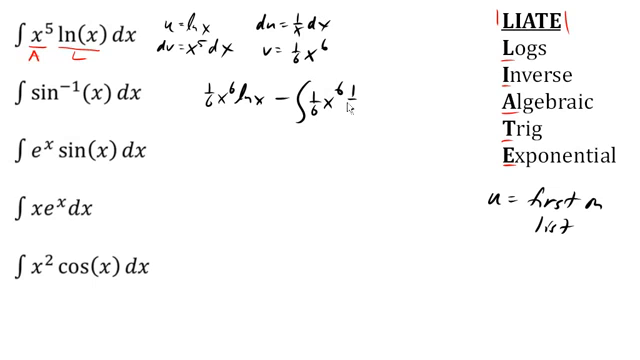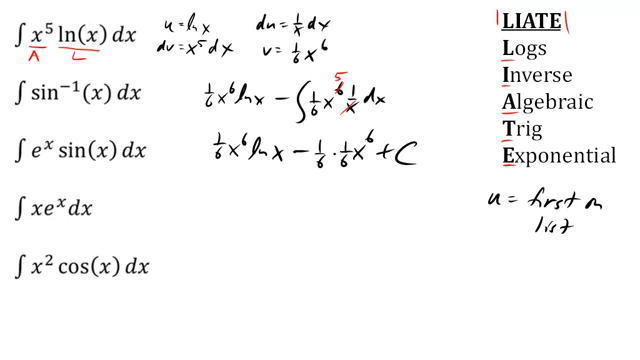And in this case, one of these x's will cancel with one of those, leaving us with something we can integrate. So we have our original 1/6, integrating x to the fifth, we get another 1/6, and there's our antiderivative. Okay, and so there's the first example. Let's take a look at the next one.